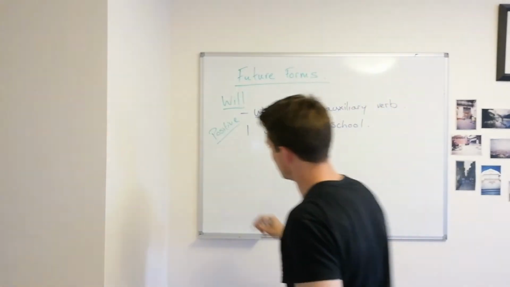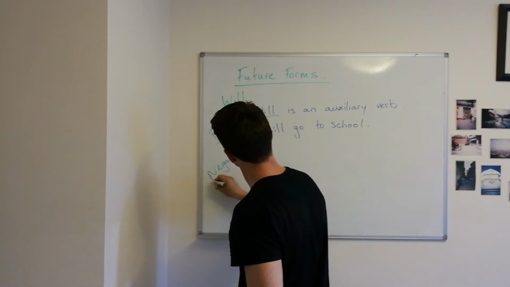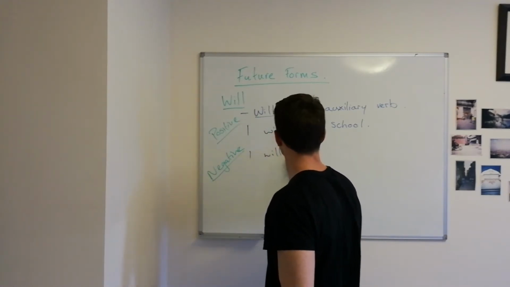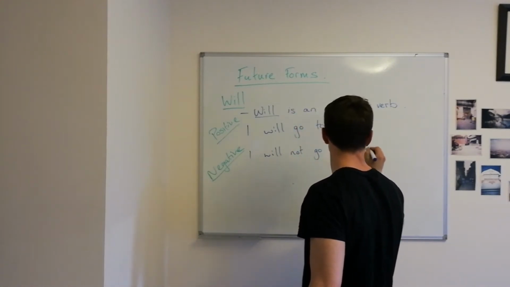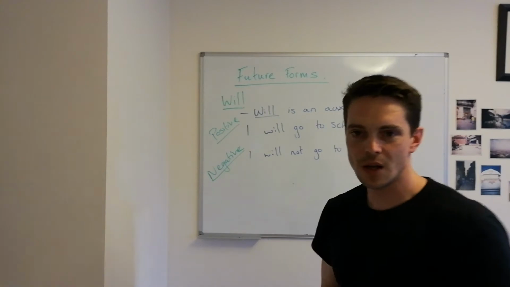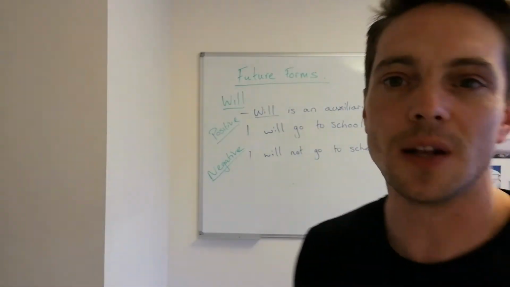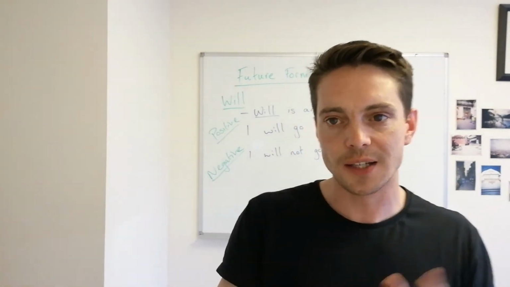So let's see a negative sentence. So the negative is I will not go to school. So here we have the same thing. All we have to do is put not after will. We don't need to say do or does or any of that. It's just will not.